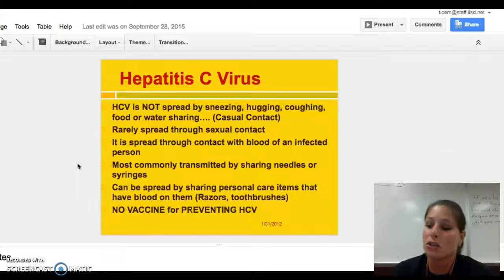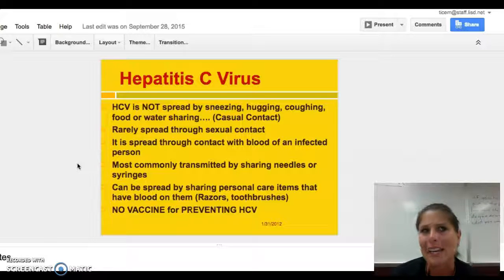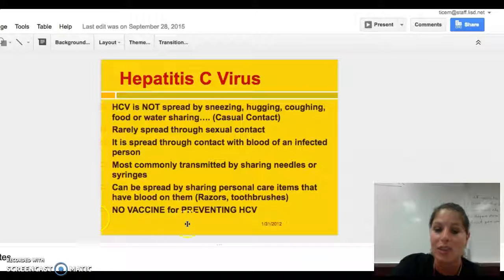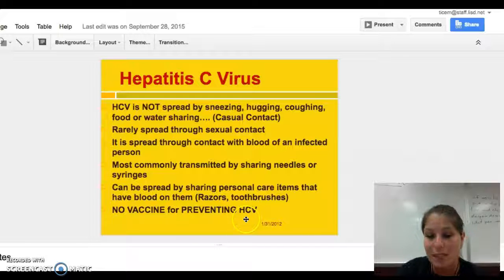There are medicines to help get rid of hepatitis C that work in about 8 out of 10 people, but it is just kind of a shot. Sometimes if it's caught later rather than sooner, then it will not help. There's no vaccine for helping to prevent it.